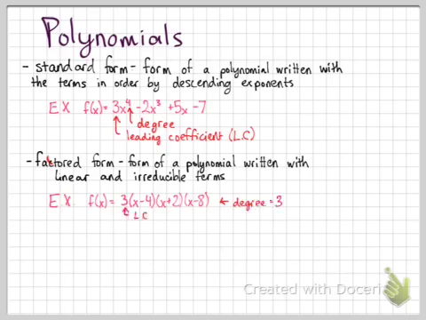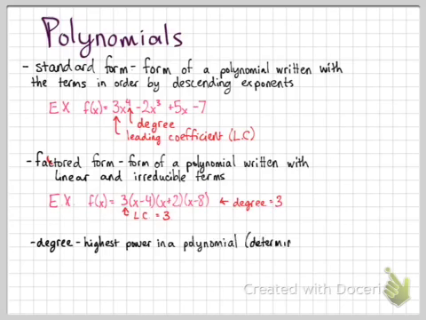Now, in this case, the degree is 3 because we have three linear x terms. And our leading coefficient is 3, and that's the number parked out front. Now, the official definition for the degree is the highest power in a polynomial. A polynomial doesn't have to be written in standard form or factored form. You can still determine the degree because you can find that highest exponent. And that highest exponent is what determines the behavior of the polynomial.